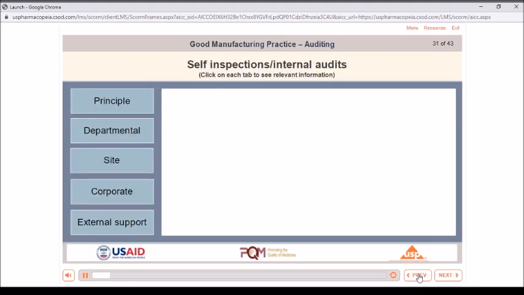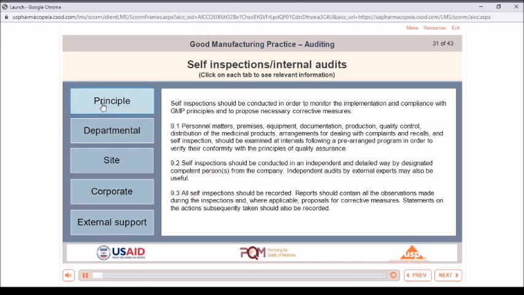Self-inspections, internal audits. Principle. Self-inspections should be conducted in order to monitor the implementation and compliance with GMP principles and to propose necessary corrective measures. 9.1. Personnel matters, premises, equipment, documentation, production, quality control, distribution of the medicinal products, arrangements for dealing with complaints and recalls, and self-inspection should be examined at intervals following a pre-arranged program in order to verify their conformity with the principles of quality assurance.